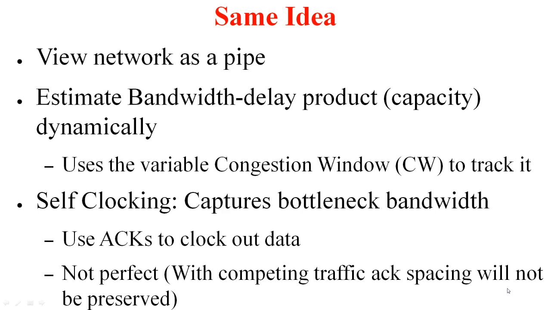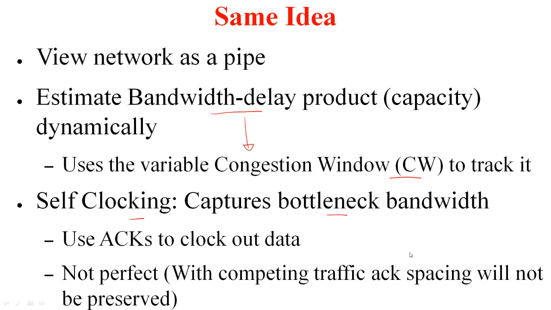So how do we tackle the problem? Same idea as before. We still view the network as a pipe, but now we are going to estimate this bandwidth delay product. How do we estimate? That in fact is the crux of congestion control. We will look into it in detail later. So as part of this estimate, we use a variable called the congestion window that tracks this bandwidth delay product. And just like the sliding window protocol does, we are going to make use of the self-clocking to determine what the bottleneck bandwidth is and use the ACKs to clock out data. Well, this is exactly what the sliding window protocol does.